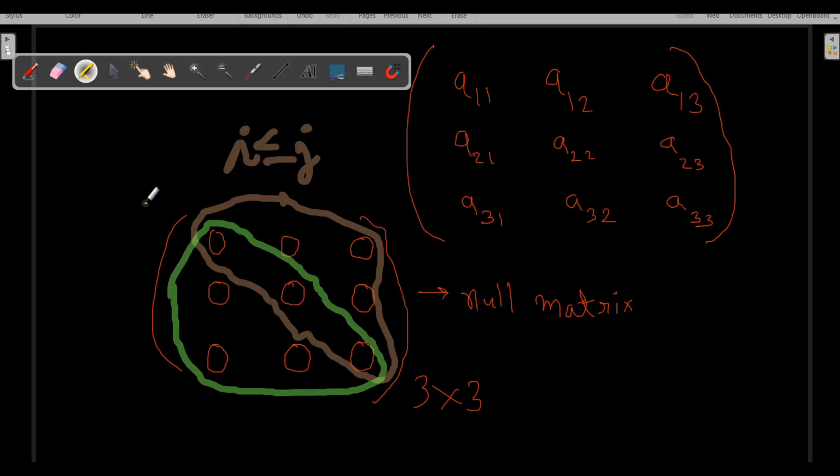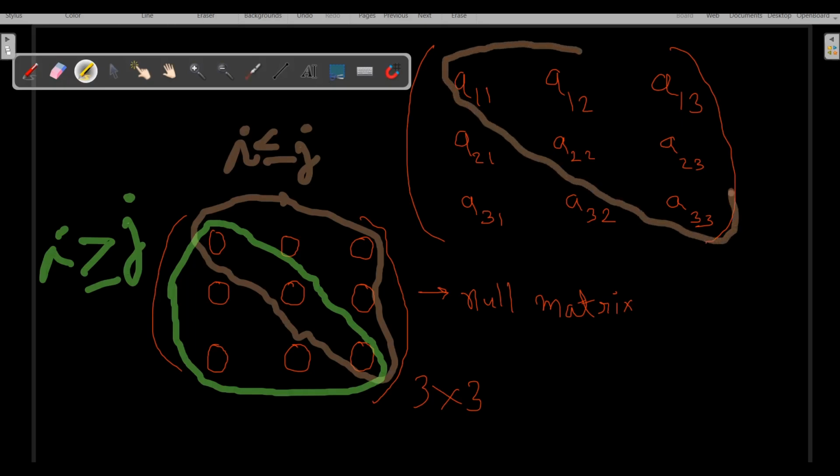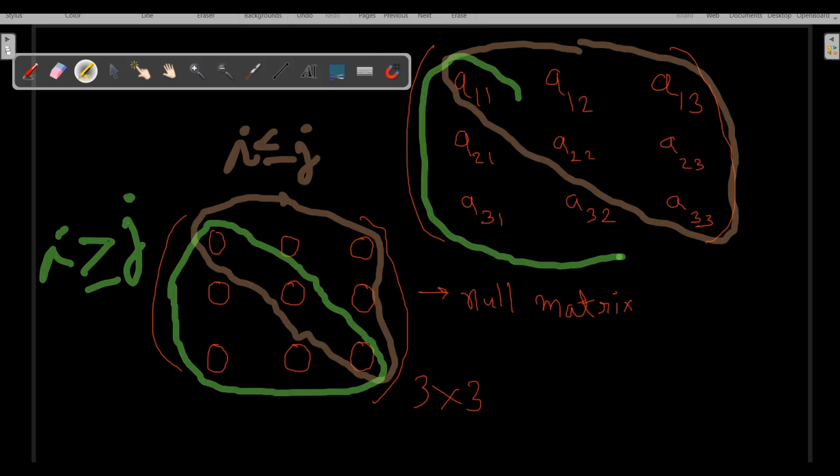And these elements, which condition are they satisfying? These elements are satisfying the condition i is greater than or equal to j. So the elements marked with green color satisfy the i greater than or equal to j condition, and the elements marked with brown color satisfy the i smaller than or equal to j condition. These are the brown colored elements, and these are the green colored elements.